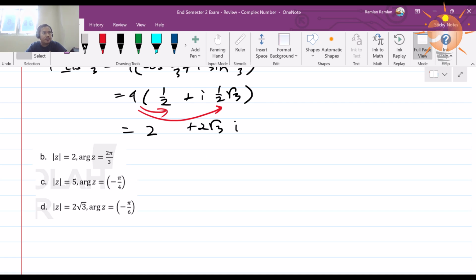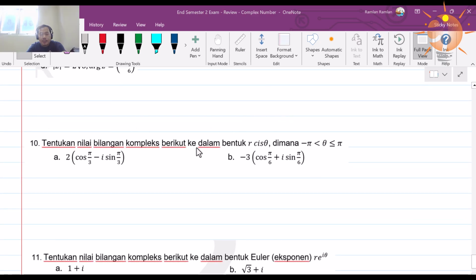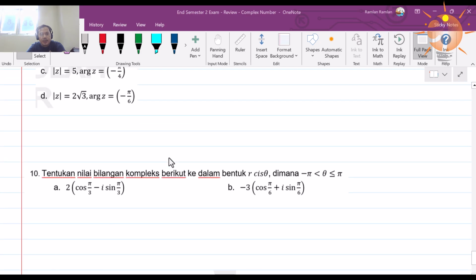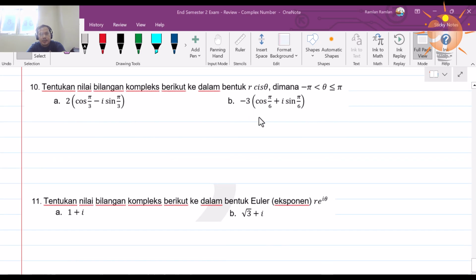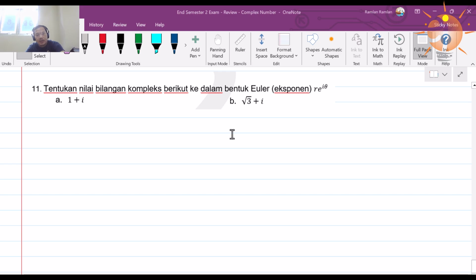Okay. Here for number 10, I'm going to skip it because it's the same thing as before, right, guys? It's just cis and then also cis, but I'm going to go to number 11. Now the question is you need to change it into Euler form, which is the exponential form. So basically the same thing here. So what we need to do is just find the r value, the modulus, and then also the argument, which is the angle from the real axis. Yeah, so let's do the same thing as before.